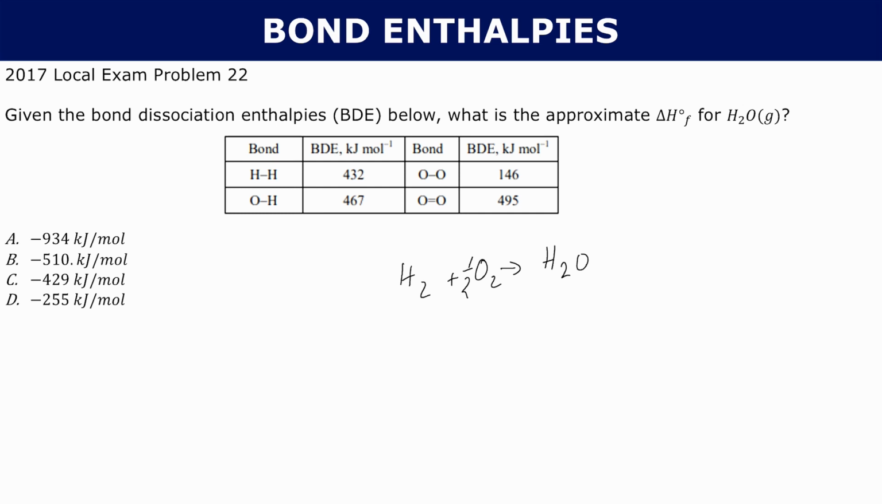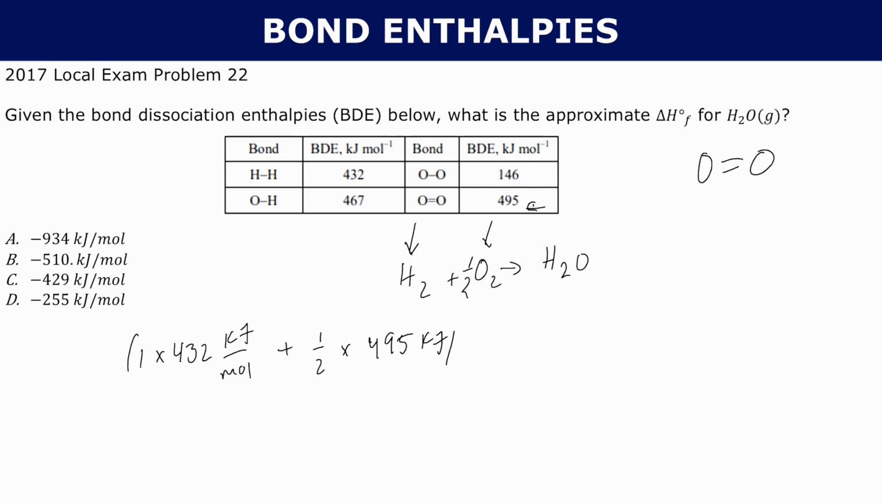So let's see what are going to be the bonds broken. The bonds broken is going to be 1 of this H-H bond and 1/2 of this oxygen bond. An oxygen bond in O2 is actually a double bonded oxygen. So our value comes out to 1 times 432 kilojoules per mole plus 1/2 times this double bonded oxygen, which is 495 kilojoules per mole.